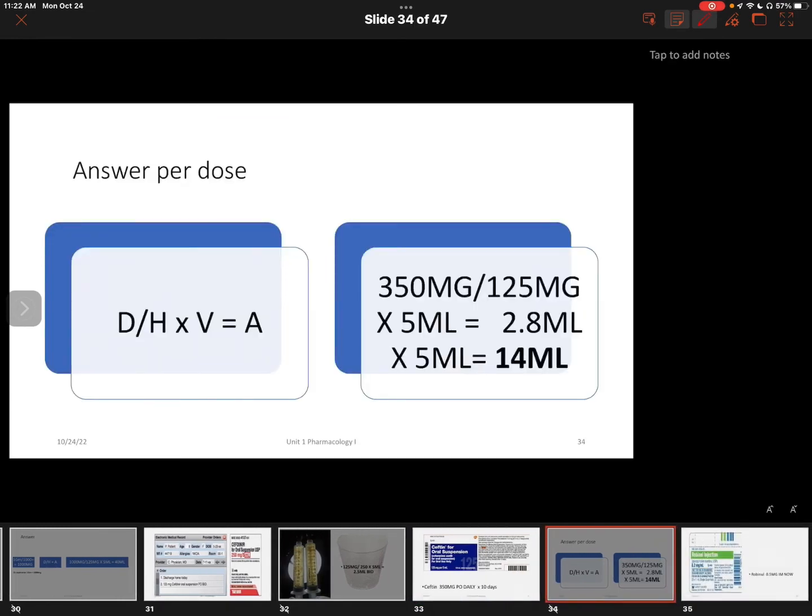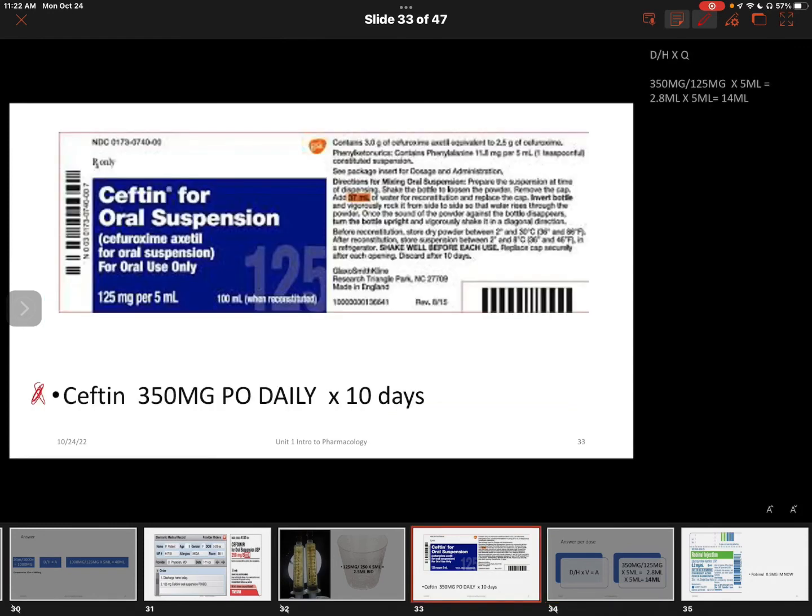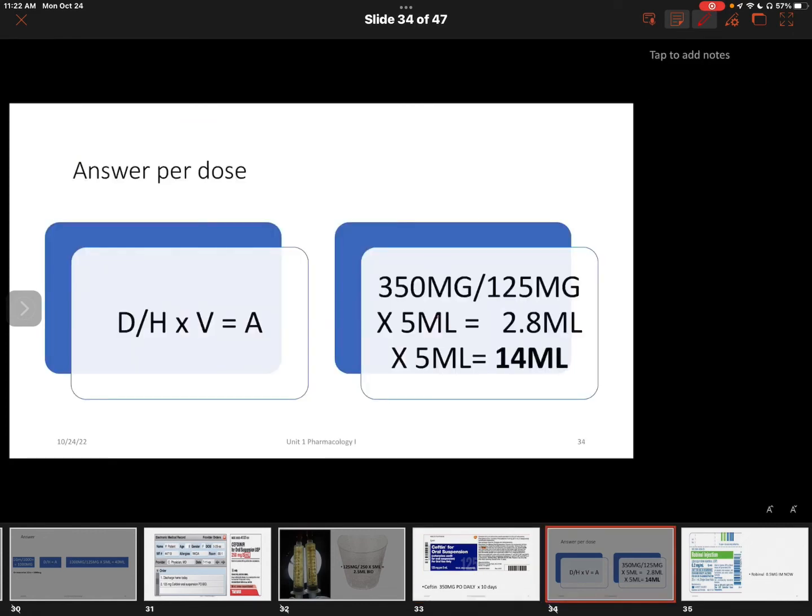You should have said D over H times V equals A. So 350 milligrams is what's ordered. 125 milligrams is what we have on hand, times 5 milliliters, equals 2.8 milliliters. 350 milligrams PO daily times 10 days. You would give a dose of 2.8 milliliters with each dose.